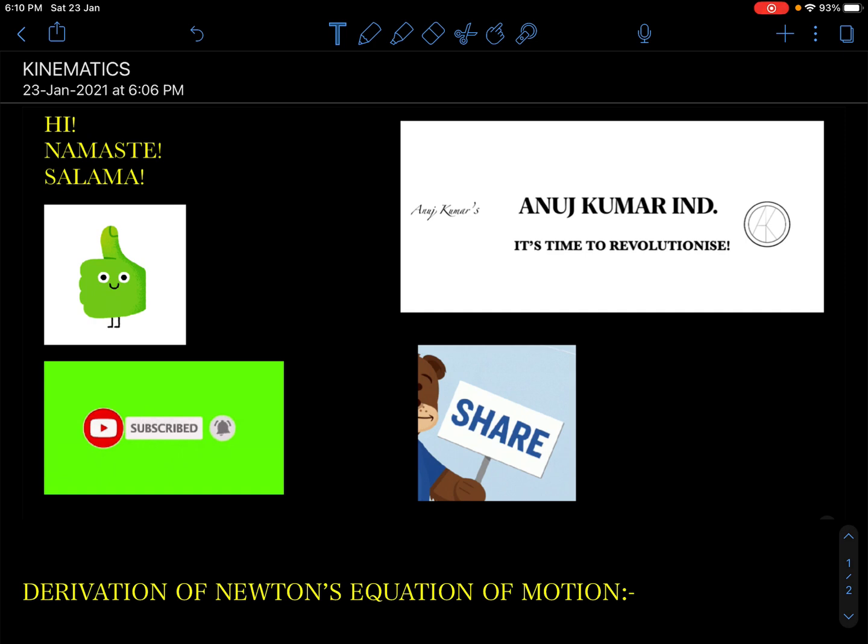In ninth class we derived it from the graphs, but now we'll derive it using integration. You may remember that I have taught integration in the previous physics video. Okay, so let's start with the derivation of Newton's equations of motion.